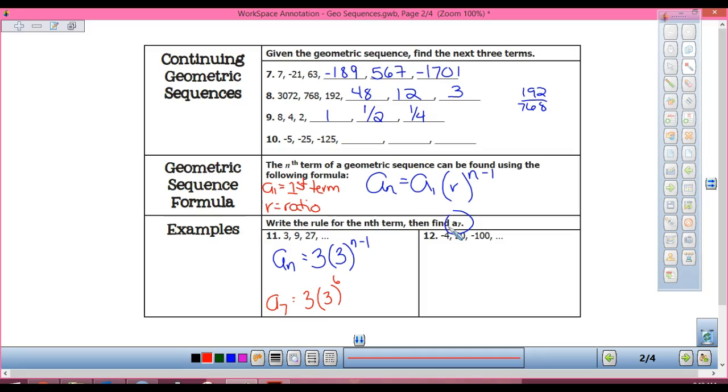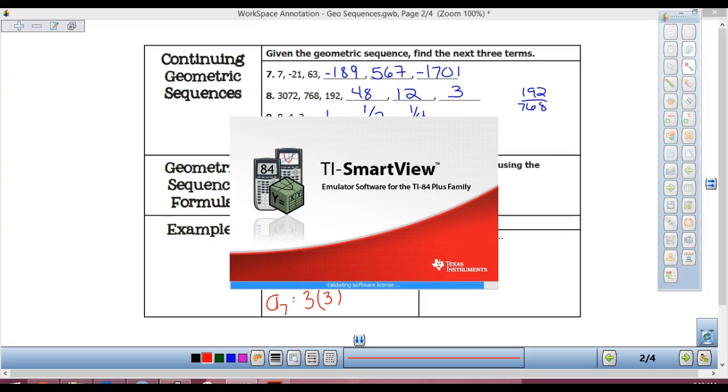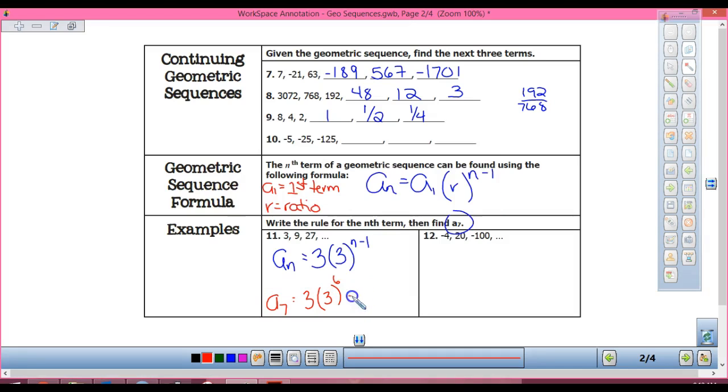Okay, so help me out, 3 to the 6th power. And then we got to multiply by 3. So 2,187 is my 7th term in this. So that's what we're saying.